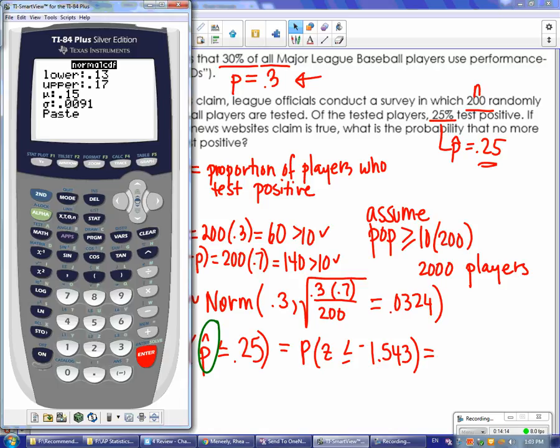Since I'm looking at the probability that z is less than something, my lower bound is going to be negative 9999999. My upper bound is going to be, I'm going to use second answer since I just figured that answer out. This will avoid rounding errors. Since I'm dealing with z, I'll use 0 and 1 as my mean and standard deviation. And I get 0.0614.